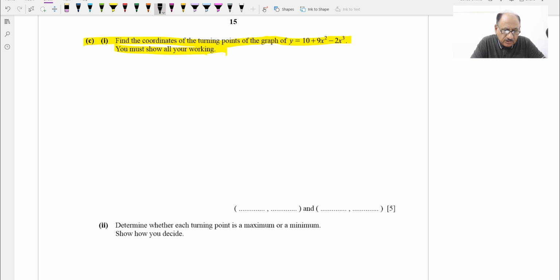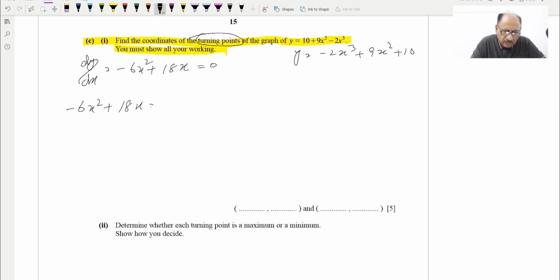So I'm differentiating. First we can arrange it, y is equal to minus 2x cubed plus 9x square plus 10, and if we differentiate, dy by dx is equal to minus 6x square plus 18x. We put dy by dx is equal to 0 for turning points, and we write minus 6x square plus 18x is equal to 0.